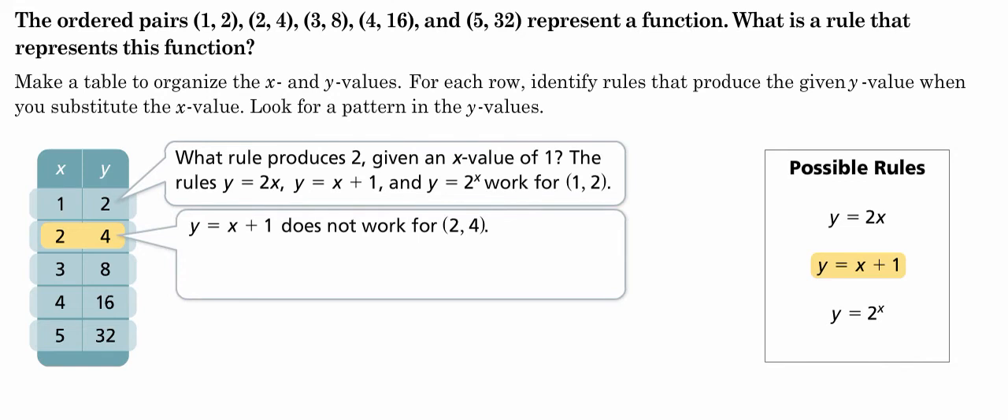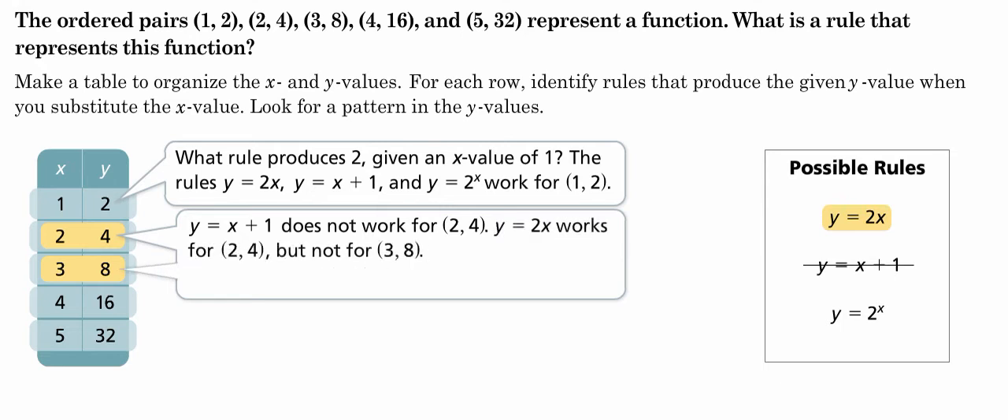The rule y equals x plus 1 does not work for the pair 2, 4 in the second row, so that is not the rule. The rule y equals 2 times x works for the pair 2, 4, but not for the pair 3, 8 in the third row, so that is also not the rule. But the rule y equals 2 to the x power works for all three ordered pairs.